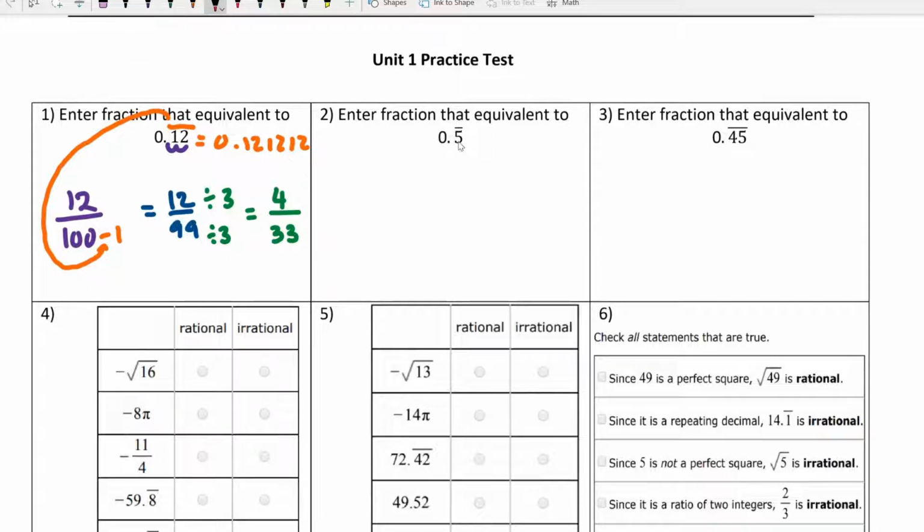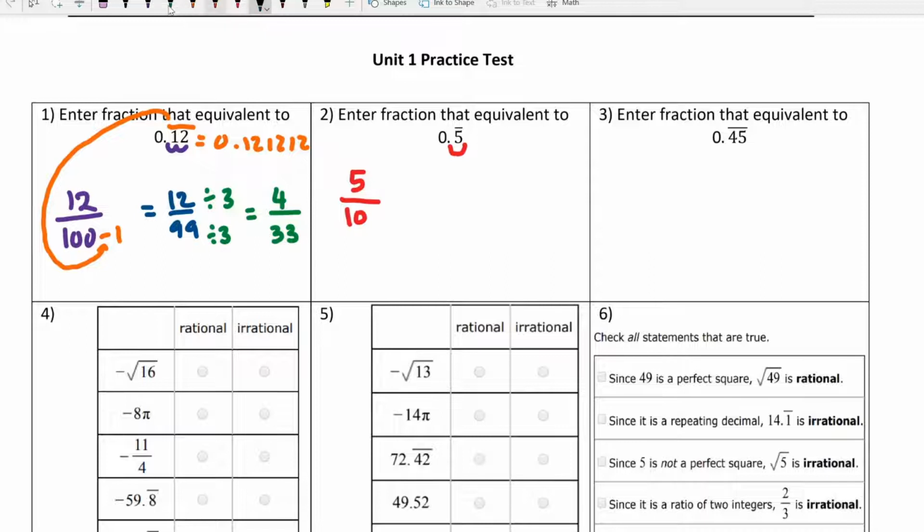Okay, number 2. Same problem, different number. This time we only have one number, which is 5. There's only one number after the decimal point, which means it's 5 over 10. Again, one number after the decimal point is over 10, two numbers is over 100. Or think about place value: this is 5/10.